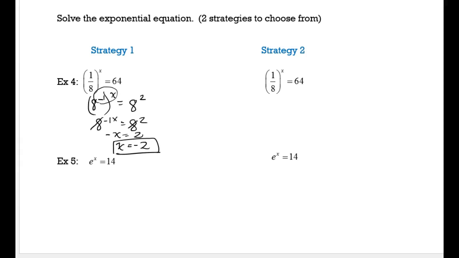Or I can rewrite this as a logarithm. The logarithm base 1/8 of 64 is x. I put that in my calculator, and I get x is equal to negative 2. Both ways work. All right?